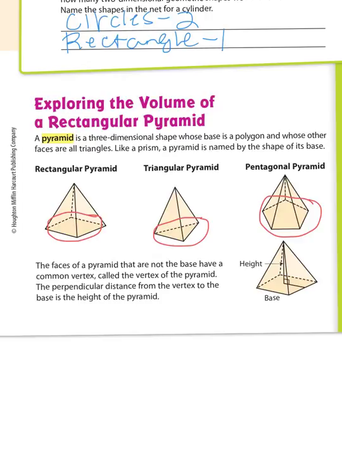So in this pyramid, the bottom is called the base. So you have your base right here, and then your height goes from the point at the top straight down to a right angle at the bottom. We call that the height. So there's a couple things we need to know for a pyramid to find the volume of it. We need to know the area of the base and then the height of the object.